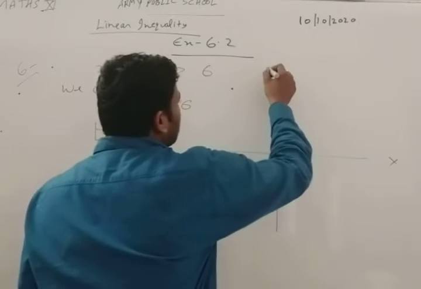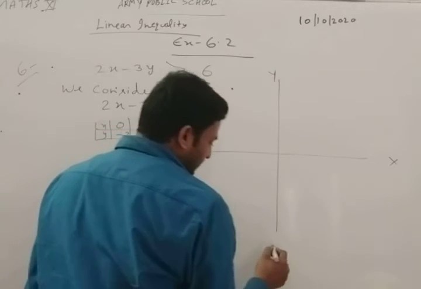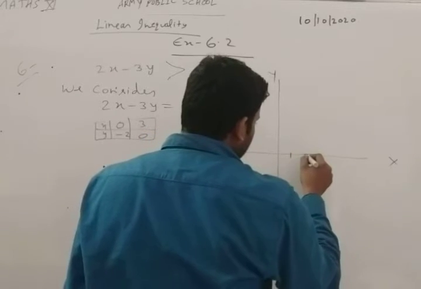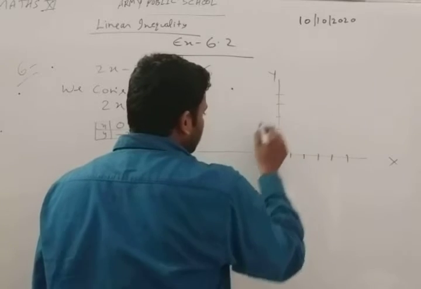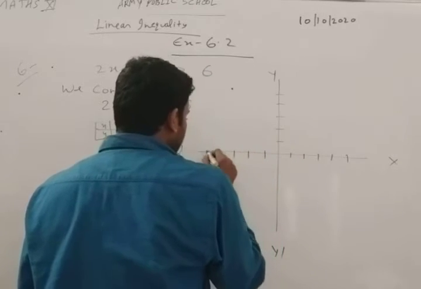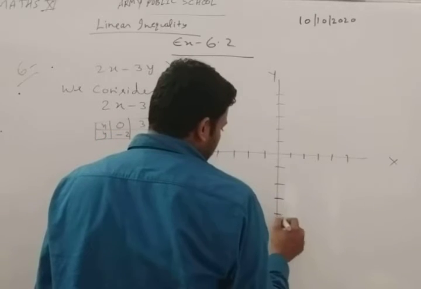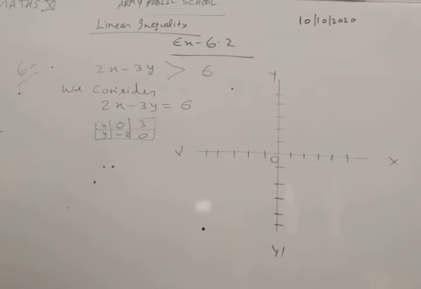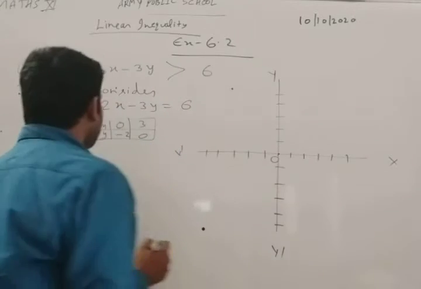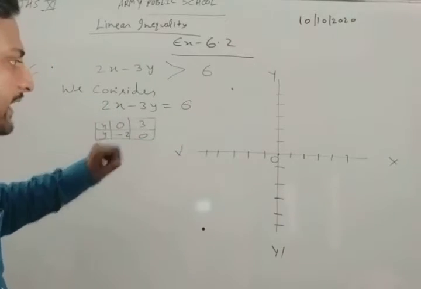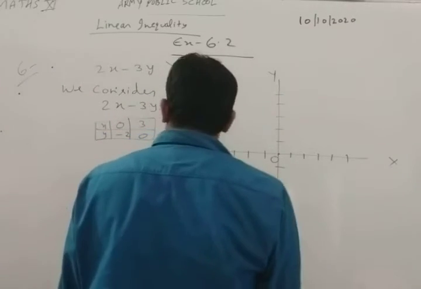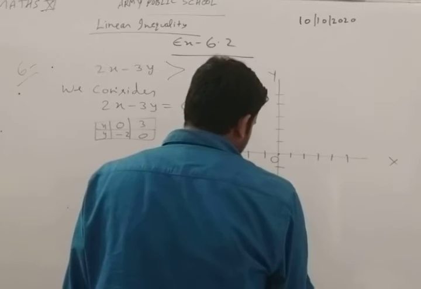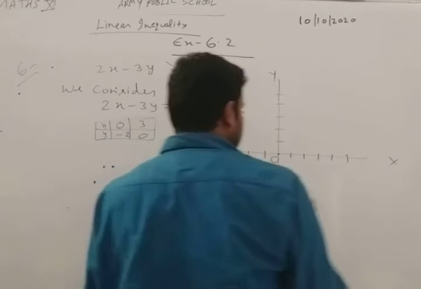This is x, y, x dash, y dash. Take the points 1, 2, 3, 4, 5 on each axis. This is the point of intersection of the axes, that is our origin. We are given 0 and minus 2, so 0 and minus 2 will lie on the y-axis on the lower side. So this is our 0 and minus 2, and 3, 0.